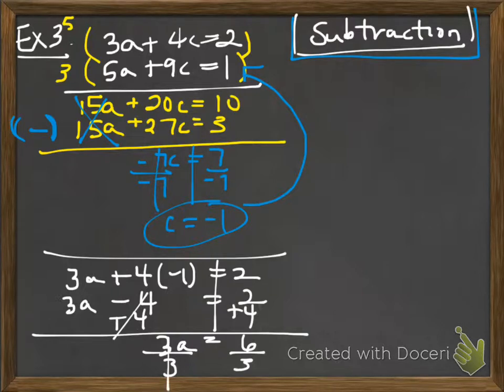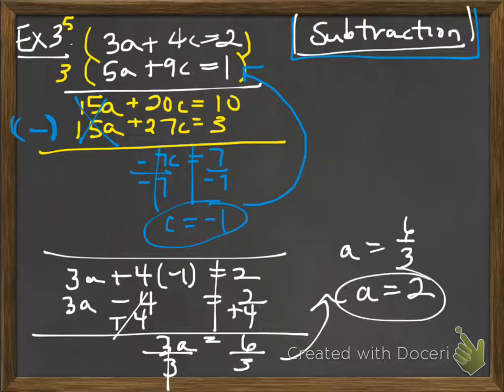That cancels. A is equal to 6 over 3. A is equal to, when I reduce it, 2. Okay, and whenever I do these, I have to go in alphabetical order. So my ordered pair is going to be A, comma, C. So in this case, it's going to be (2, negative 1).